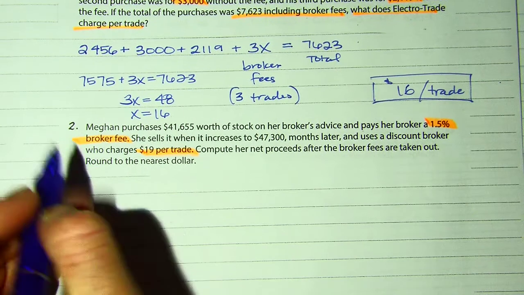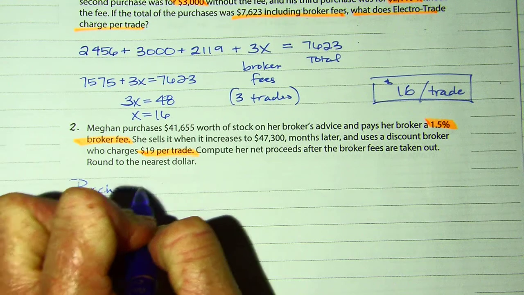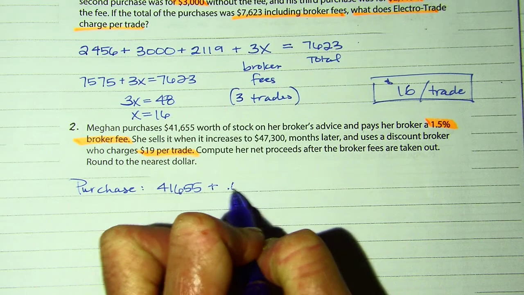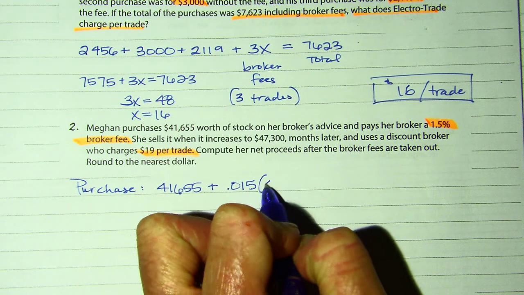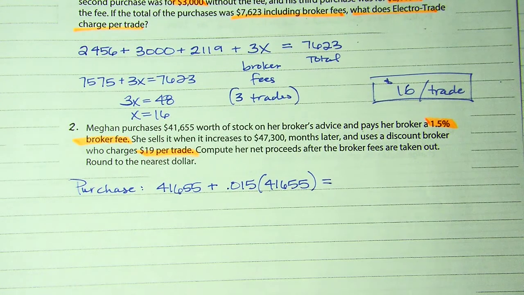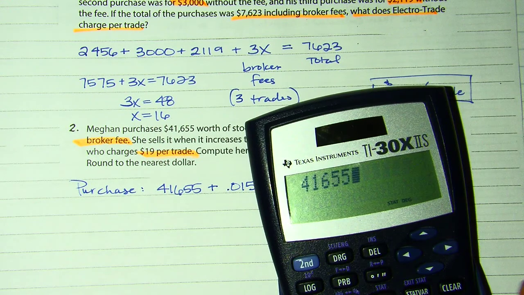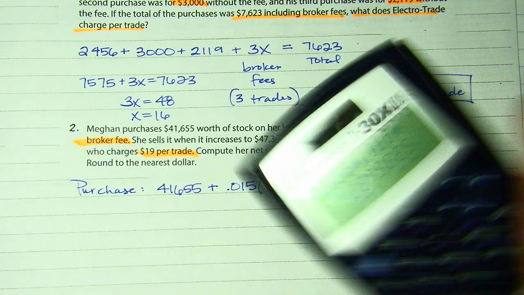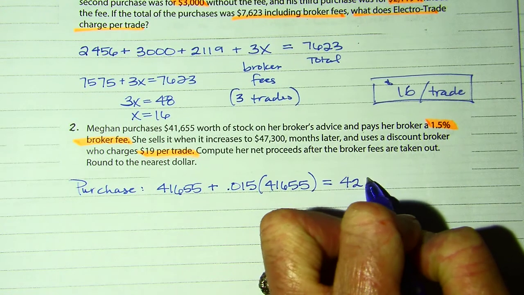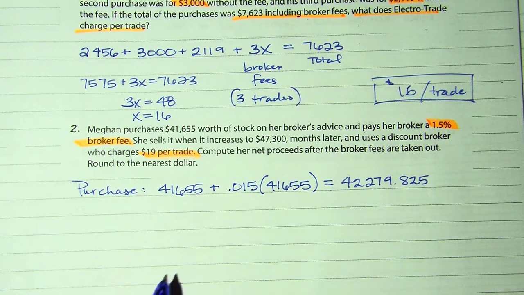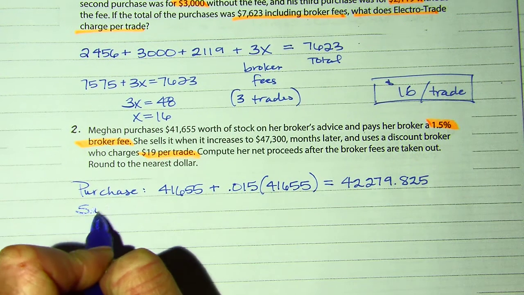So let's start by calculating her purchase. She purchased $41,655 plus her broker charged her 0.015% of that sale, for a total of, so that's exactly how I would enter it: 41,655 plus 0.015 times 41,655. And so her total after the purchase was $42,279.825.